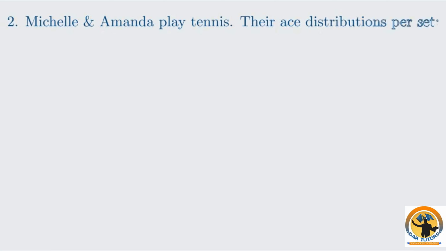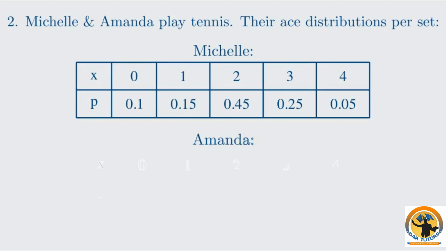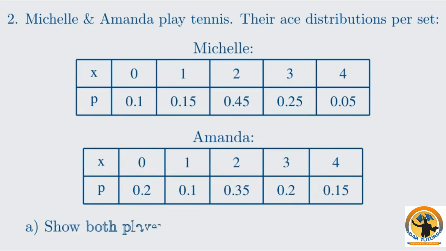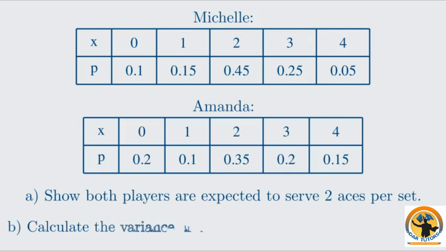Question 2 introduces 2 players, Michelle and Amanda, and their probability distributions for the number of aces served per set. Part A asks you to show they are expected to serve the same average number of aces. Part B asks you to calculate their variances and standard deviations. This is a common IB question type.